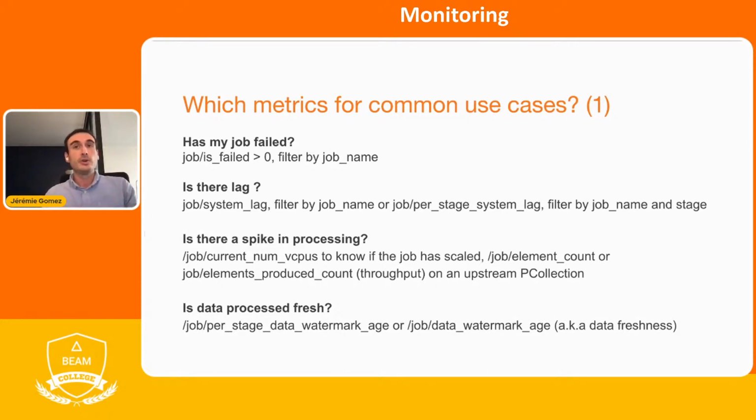Another useful thing is to look at the elements count and elements produced count, which is really the throughput. You could look at the throughput for one of your first PCollections, maybe the one that is reading from the source. So let's say I'm reading from PubSub. If I look at the throughput of this PCollection, it will tell me if more messages than usual are actually being read by my pipeline. Is data processed fresh or old? In this case, you would use the data watermark age or the per stage data watermark age. It's basically AKA data freshness. It's the same.